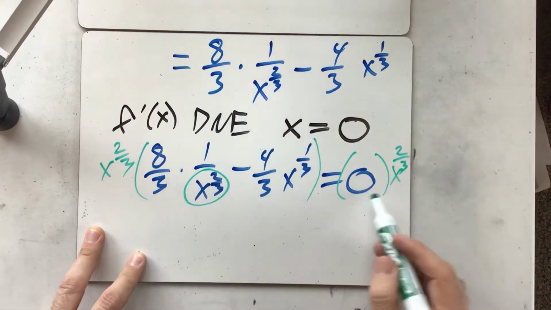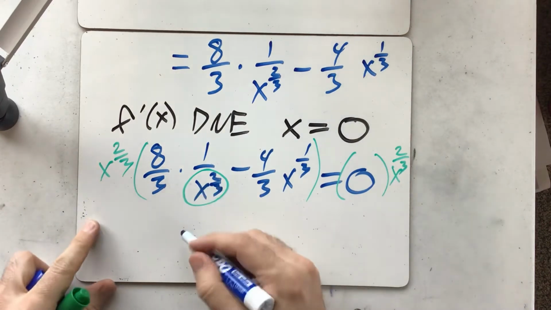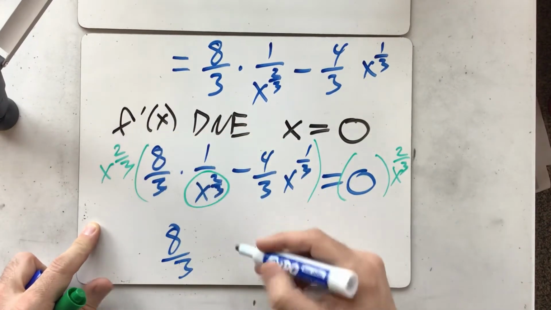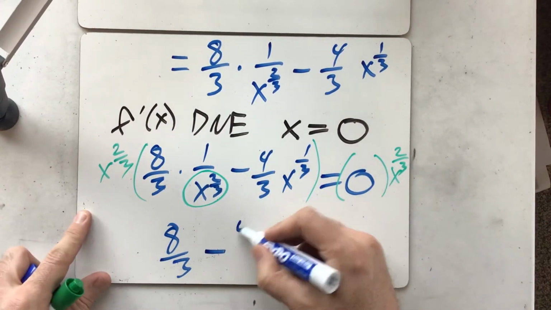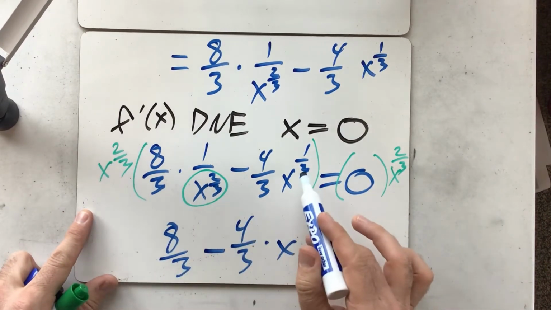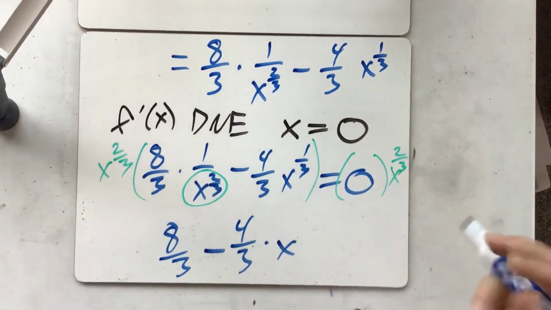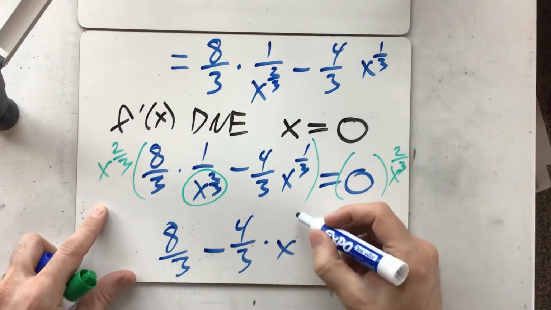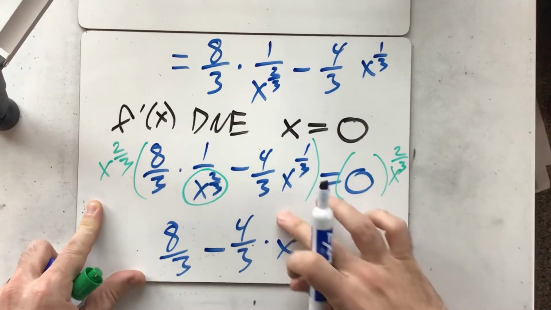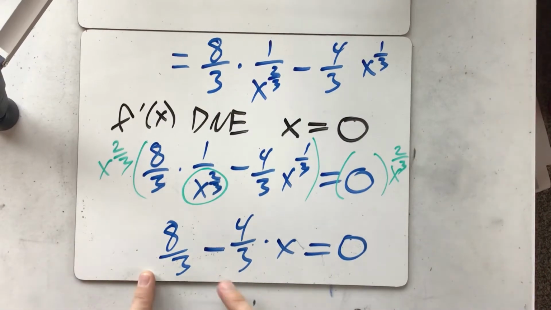The good news is this right-hand side stays 0. The left-hand side looks like this. Looks like 8/3 times, well, that ends up canceling, and we end up getting 1. That's why we did it. Minus 4/3 times x. What is x to the 2/3 times x to the 1/3? Well, those powers add, because you know when you multiply powers, they add together. And so this is x to the 3/3, but that's just x to the 1, which is just x all by itself. So this is just x. So we've got 8/3 minus 4/3 x equals 0.